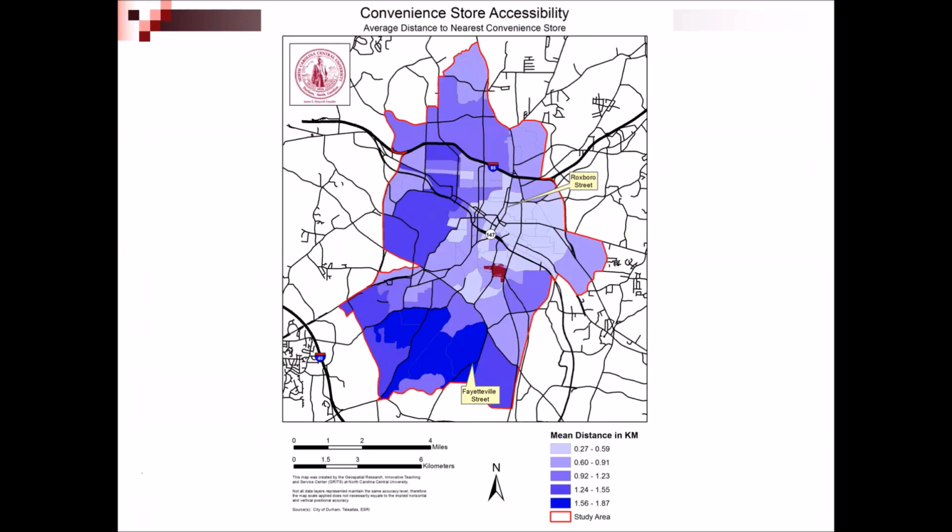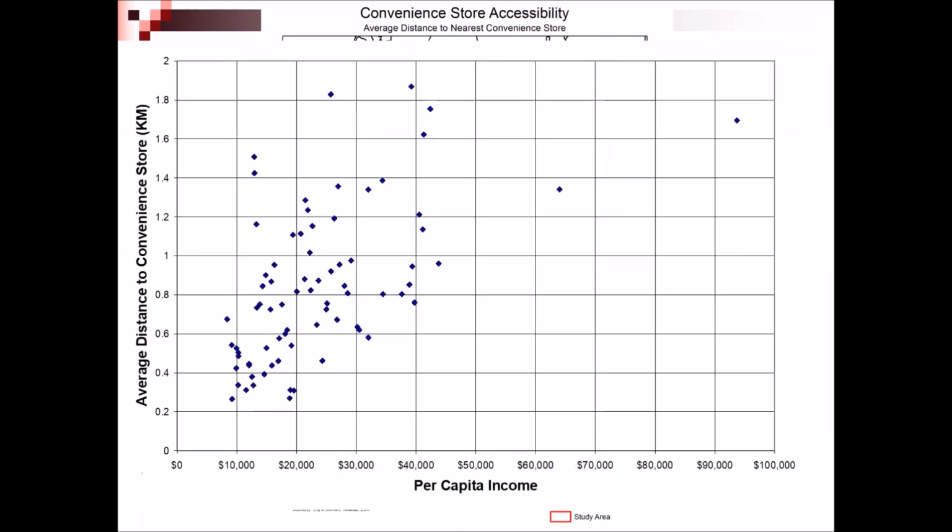Now here, this is a map of convenience store accessibility or availability. We use the term now, but you can see these areas in light blue. They're really, really close to convenience stores. There's one literally within 0.2 to 0.6 kilometers away. So we're talking about 1,000 to about 3,000 feet away from them, while other ones are much, much further away. Now, if I were just to graph this, X is my per capita income and Y is my distance from the convenience store. This is what it looks like.